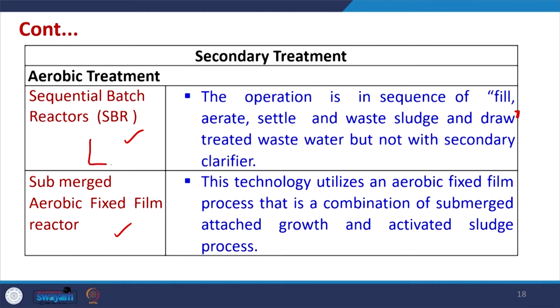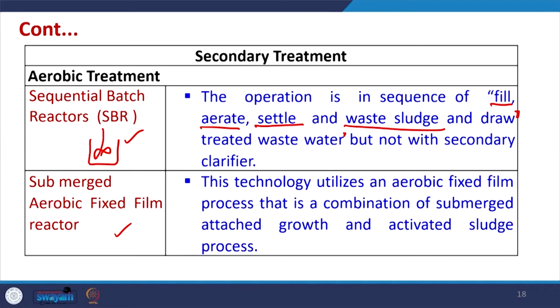So, a reactor is there and all these operations are done: filling, then aeration, after that settling happens, and then the waste sludge is discharged as well as the treated wastewater. All these steps are performed within the same reactor. We do not have different reactors in series, we have different operations in the same reactor in batch mode. That is why it is called a sequential batch reactor. This is also aerobic treatment because we provide air and mixing is also done.